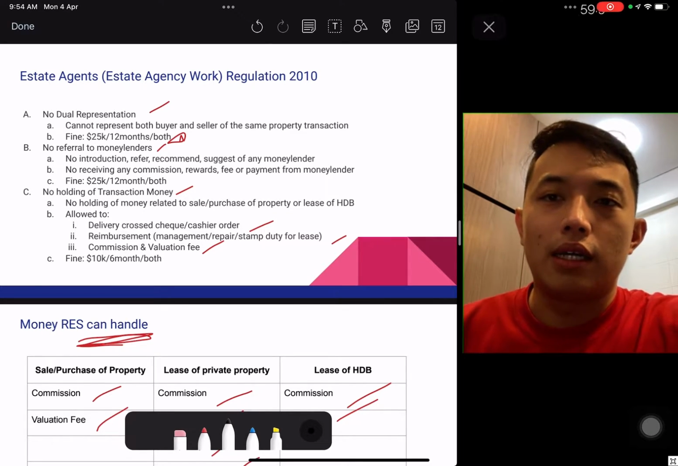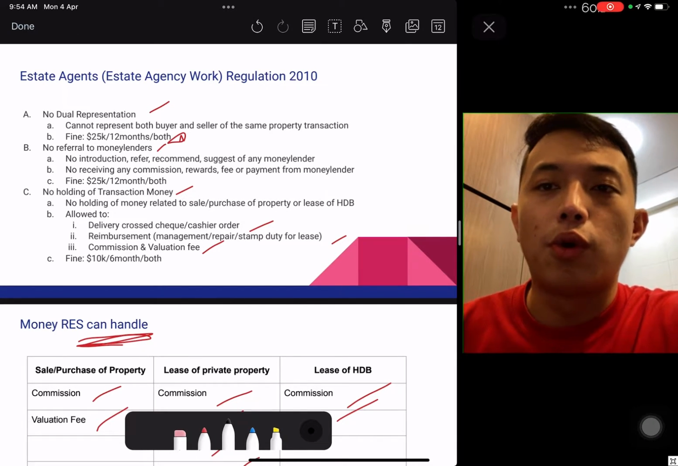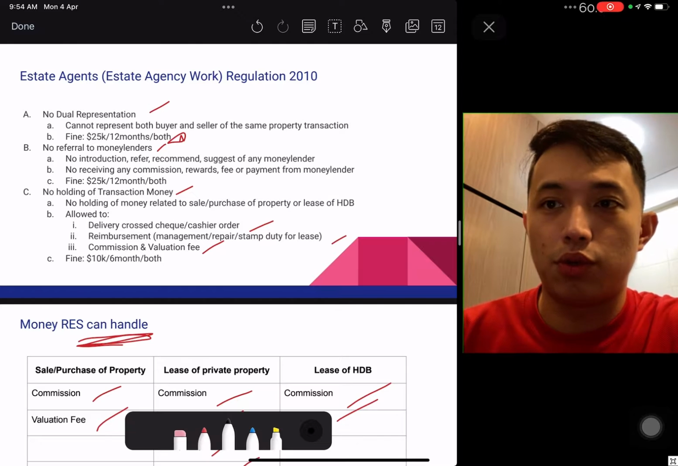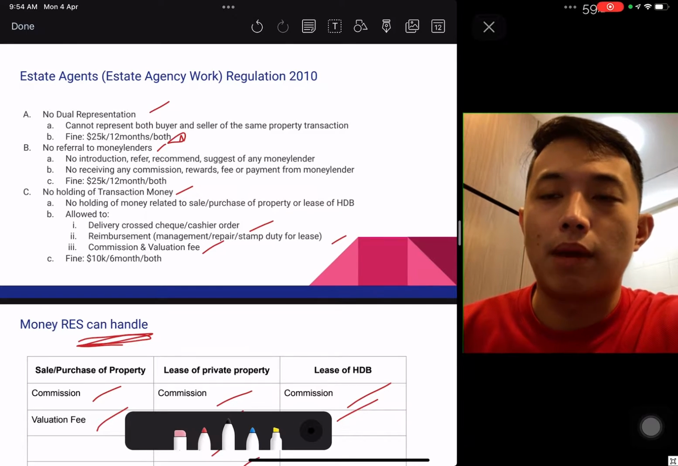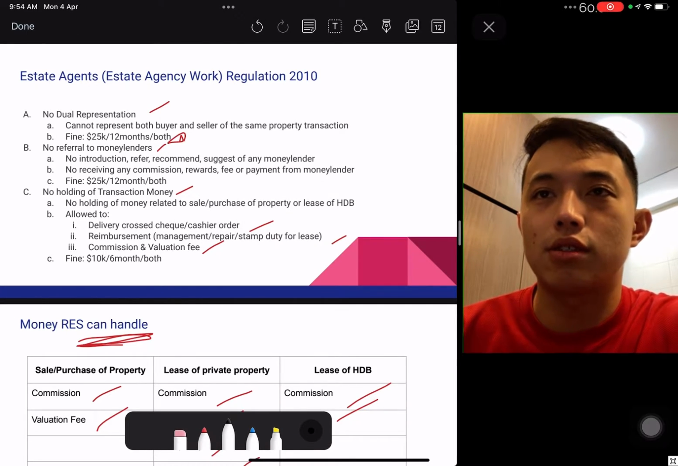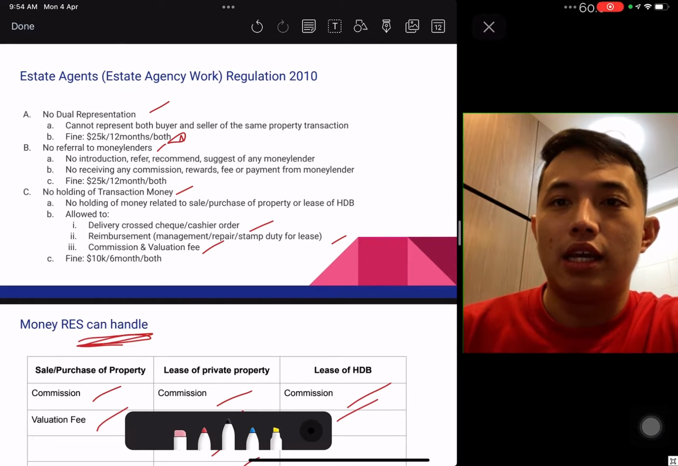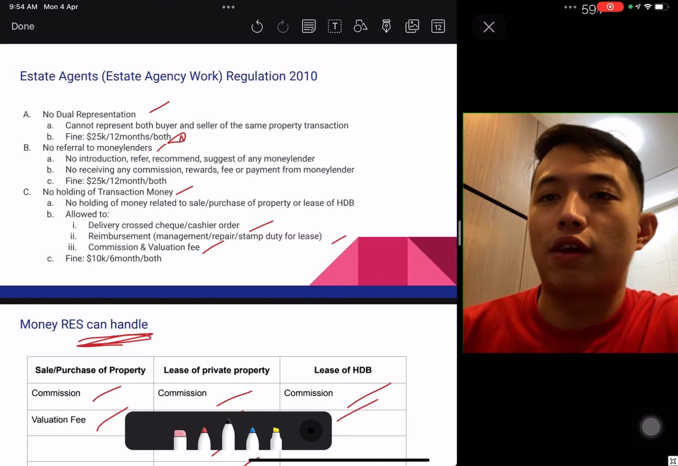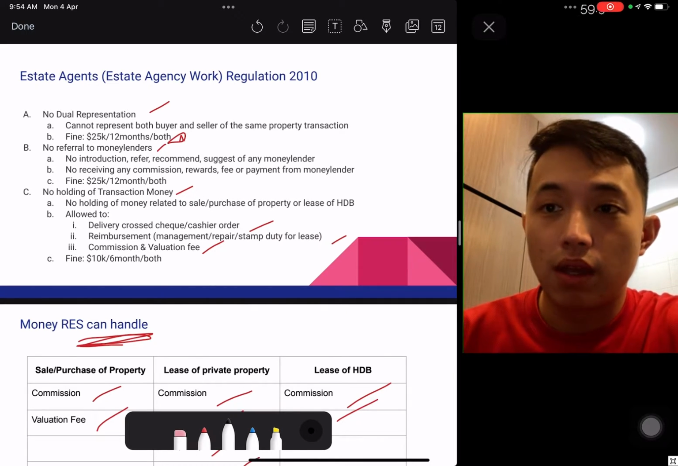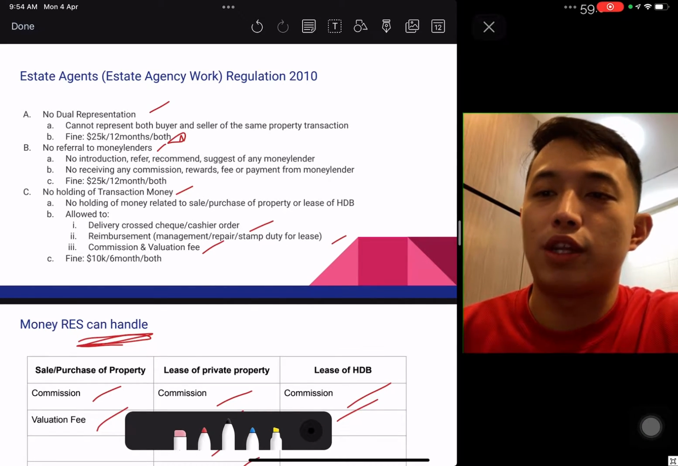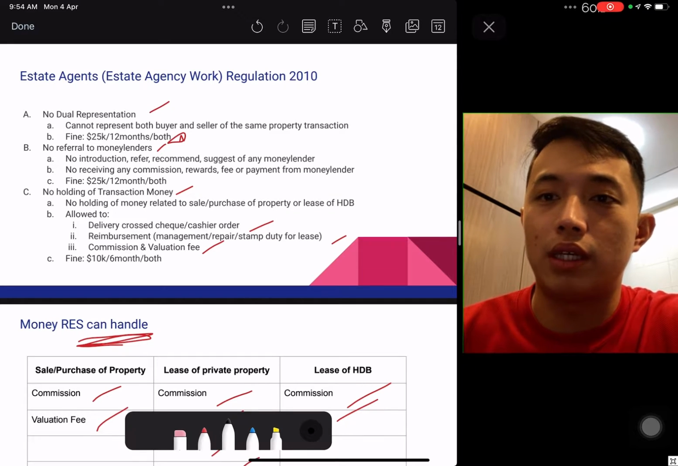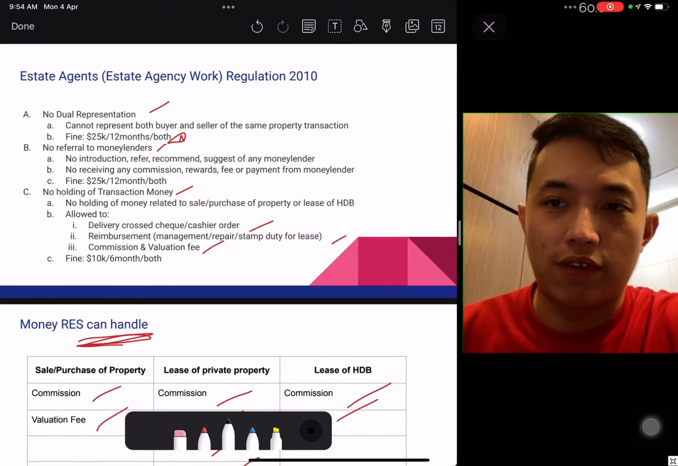So thirdly, one that you must know is no holding of any transaction money. Do remember that any money related to the purchase or sale of any property or lease of HDB is not allowed. You're only allowed to deliver cheques, cashier's orders, and reimbursement for any management fee, repair fee, stamp duty, commission, and valuation fee.